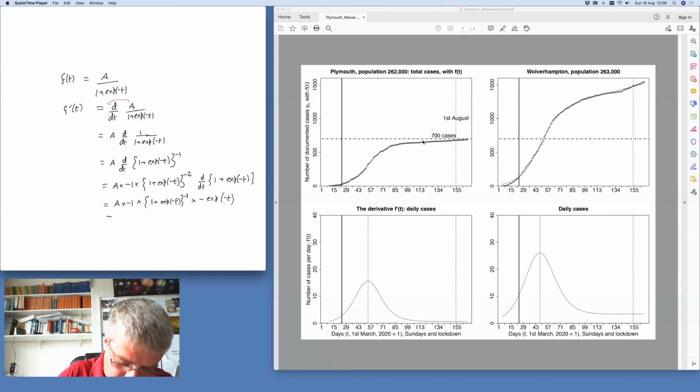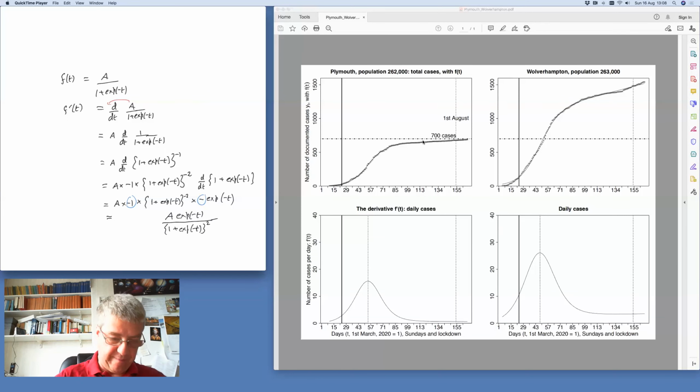If I simplify all this, well, let's see what happens. This minus sign here cancels out with that minus sign there. So I get a exp(-t), all divided by (1 plus exp(-t)) squared.